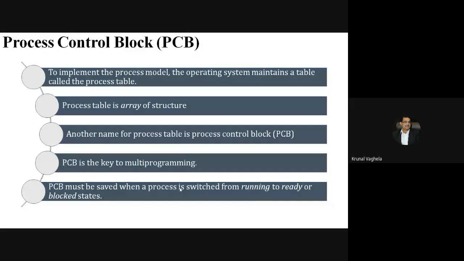PCB must be saved when a process is switched from running to ready or blocked state. Why? Because, as we will also see in the next slide, when your process is running and when it goes to the ready state, that means now the process doesn't want to run. For example, a process is running and has executed the first 10 instructions and again a timeout occurs. Now when the process runs again, it should get executed from the 11th instruction because instructions 1 to 10 have already been executed.